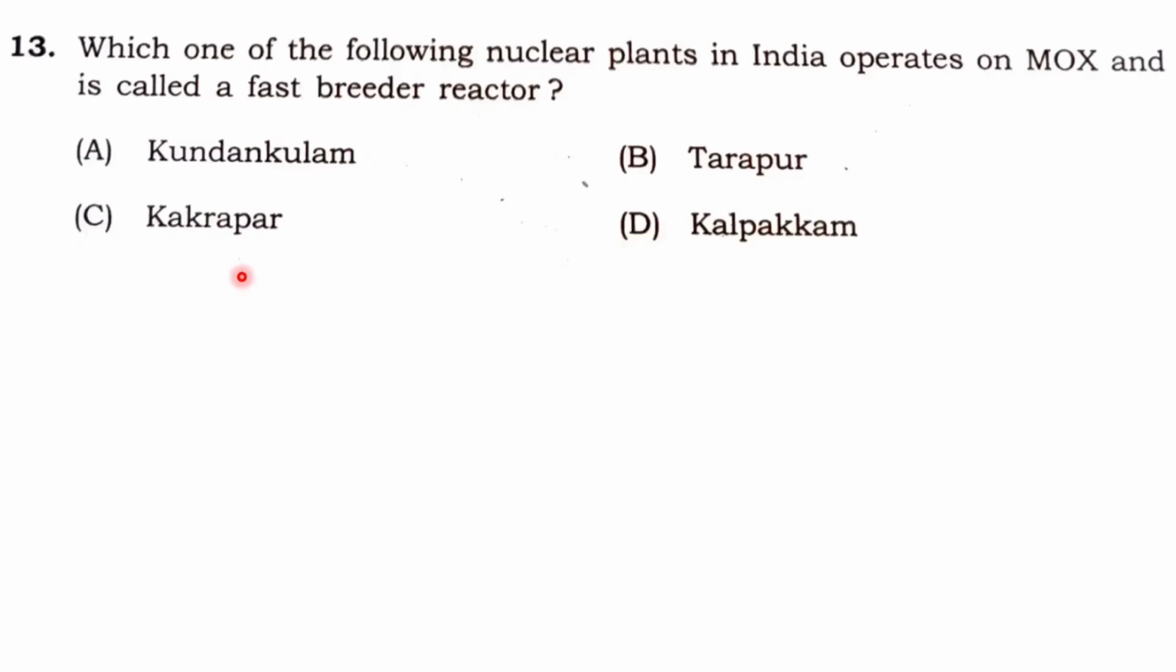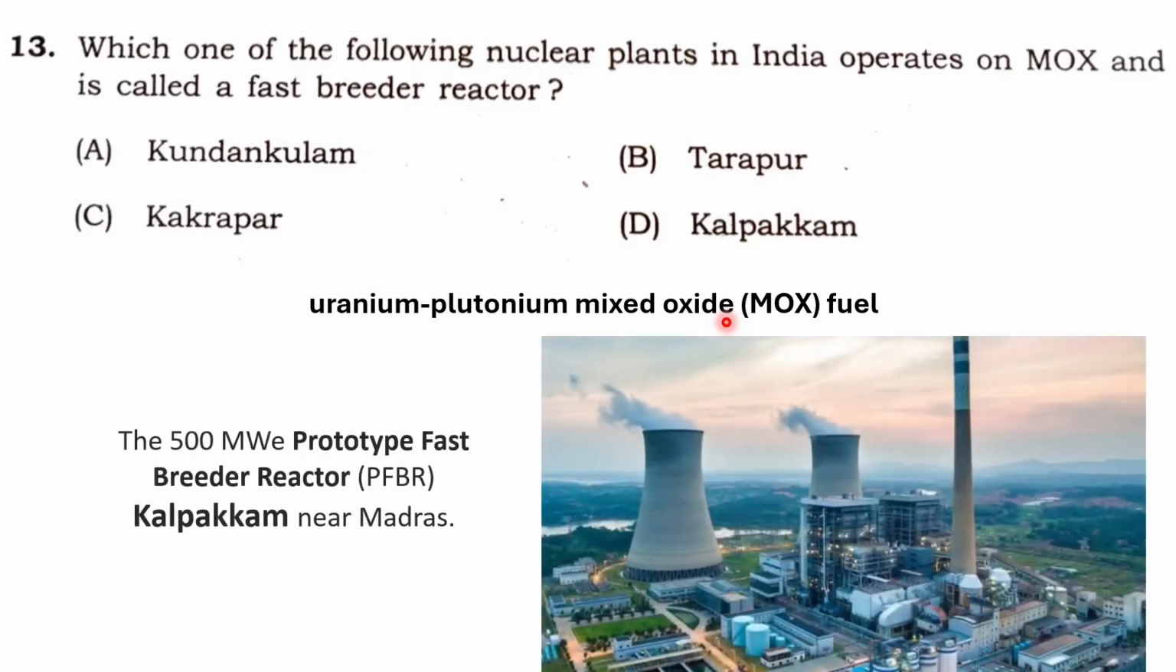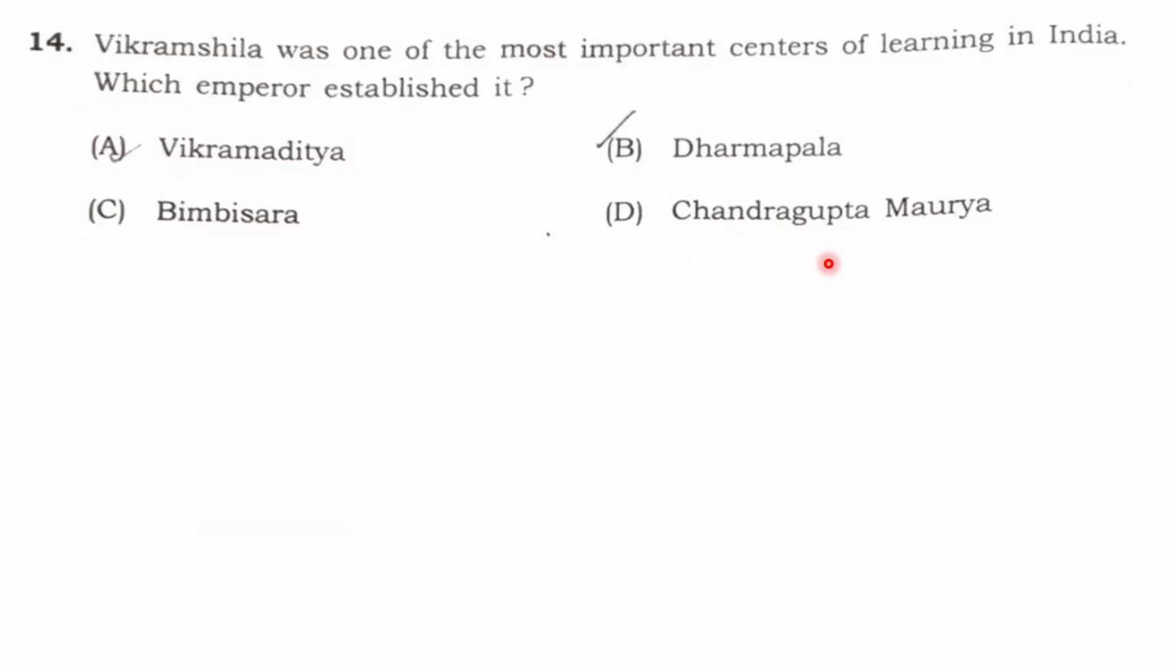Next question is very tricky. Which of the following nuclear plants in India operates an MOX fuel fast breeder reactor? There are certain places where nuclear plants in India are present, and MOX stands for uranium plutonium mixed oxide. It's a very new technology, fast breeder type. This facility is Kalpakkam in Tamil Nadu, and it is a 500 megawatt prototype fast breeder reactor. So the correct answer is Kalpakkam, Tamil Nadu.